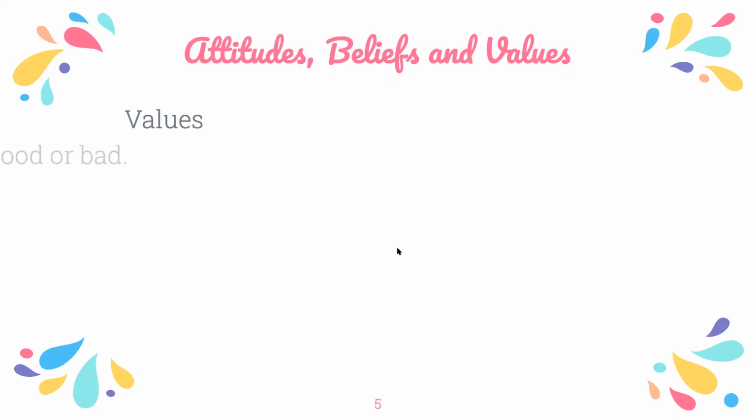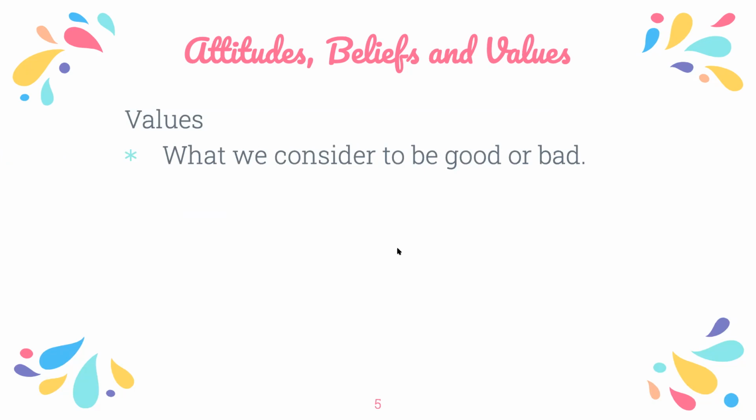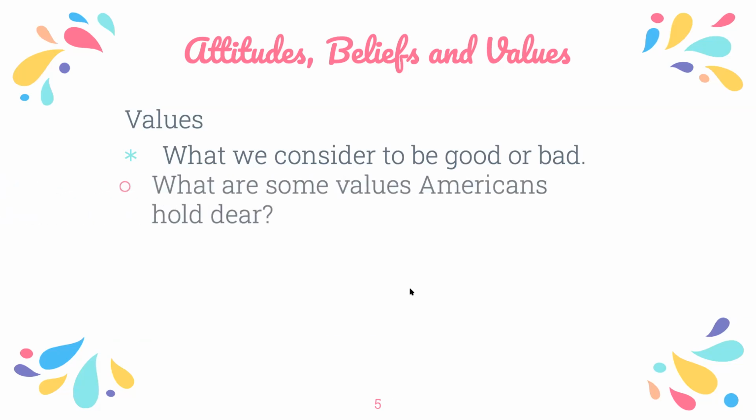The next thing that I'm going to talk about is values, and values are the middle ground of attitudes and beliefs. Beliefs are the hardest to change. Attitudes are the easiest to change, and values are right in the middle. A value is what we consider to be good or bad.